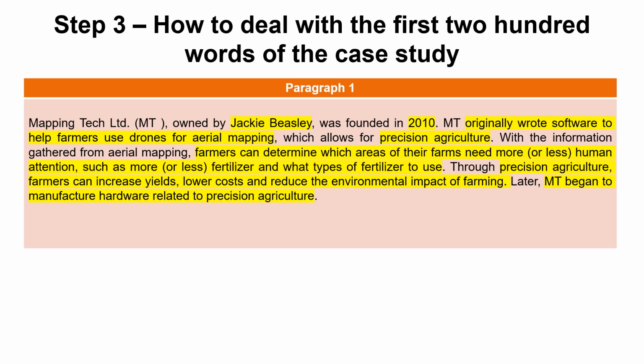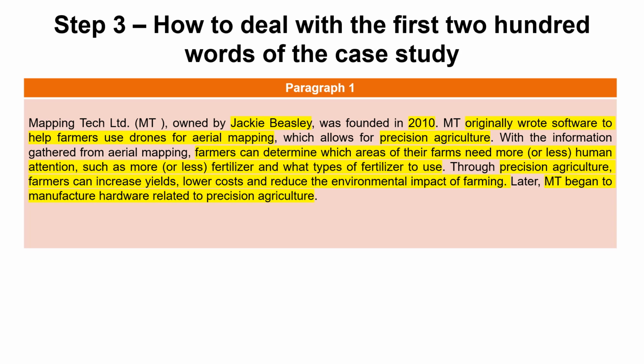Now, you're provided with the first 200 words of the case study. Now, there will be clues in there. Good practice, and again, here we're focusing on the specimen paper: look for names, Jackie. Look for timelines. 2010, company was formed. Originally wrote software to help farmers use drones for aerial mapping. Allows for precision agriculture. So again, you've undertaken your research, link that in.